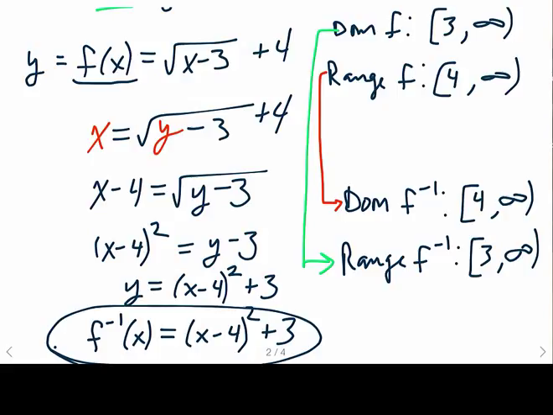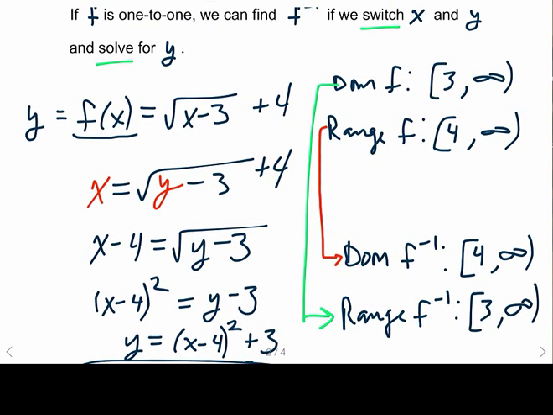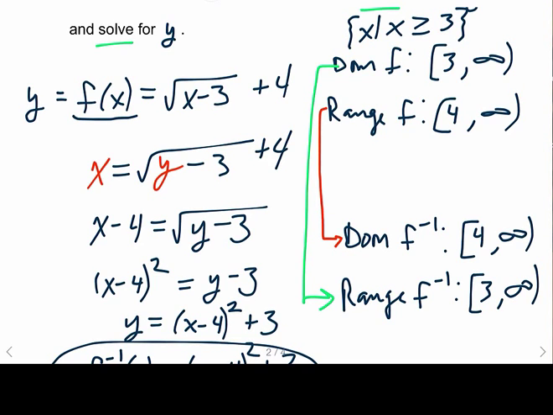Now, as far as set notation, scroll up just a little bit, we could write the domain of f as the set of x such that x is greater than or equal to 3. But when we switch that to saying it's the range of f inverse, we have to remember that the range refers to y values. So while it's the same interval, it's got a different letter. So the range is the set of y such that y is greater than or equal to 3. So we just have to keep that in mind.